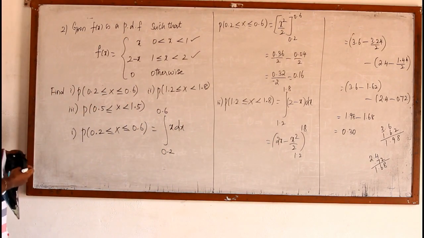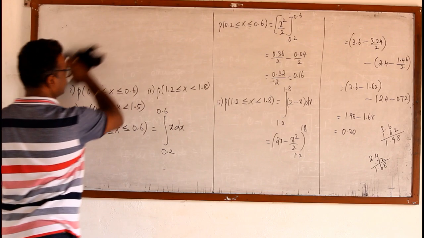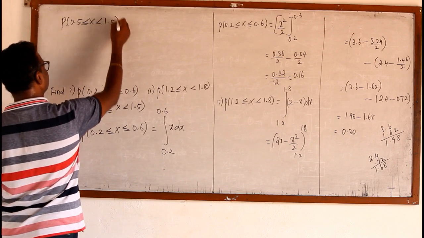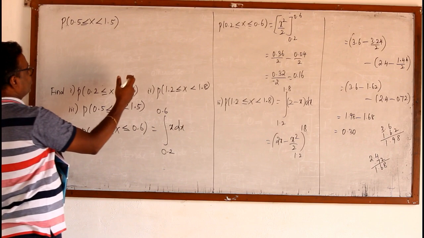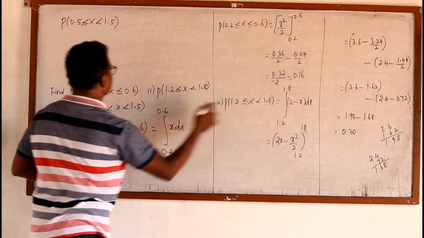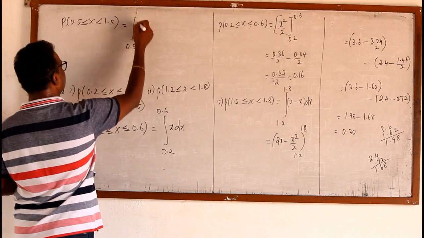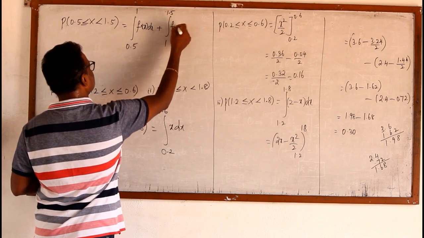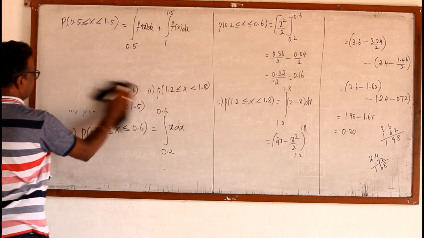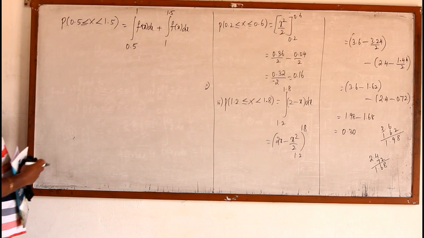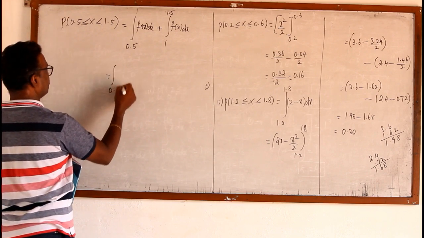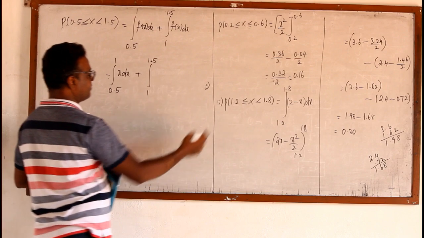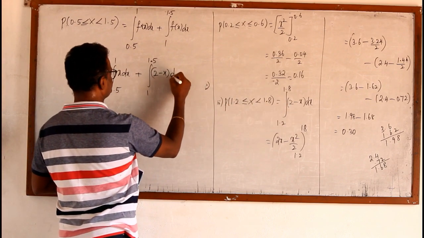Now we will go for the third question. P of 0.5 less than or equal to x less than 1.5. The function has one value up to 1 and after 1 another value. So I can split the interval as 0.5 to 1 f of x dx plus 1 to 1.5 f of x dx. Therefore, up to 1 there is a value and after 1 there is another value, isn't it? So from 0.5 to 1, f of x is simply x. And from 1 to 1.5, after 1 the value is 2 minus x into dx.